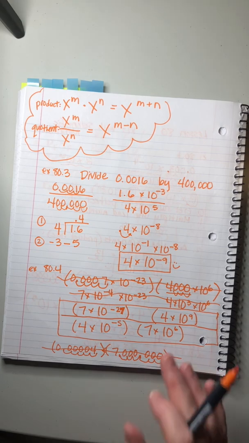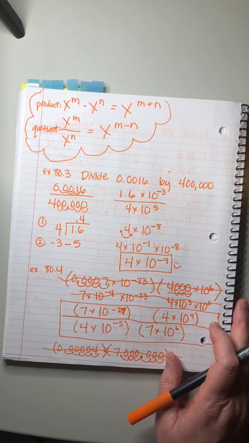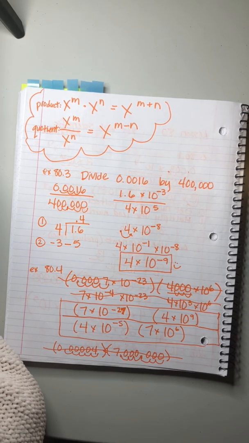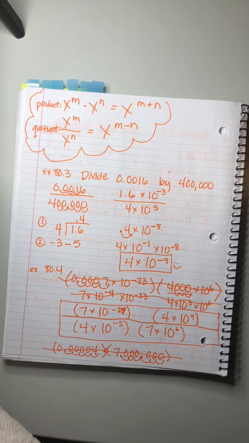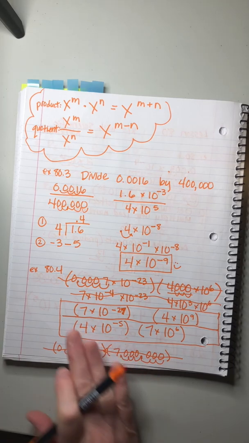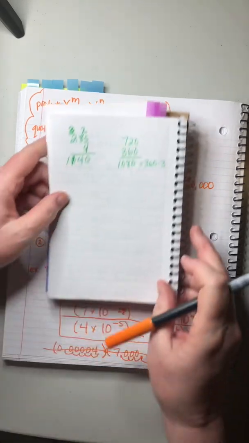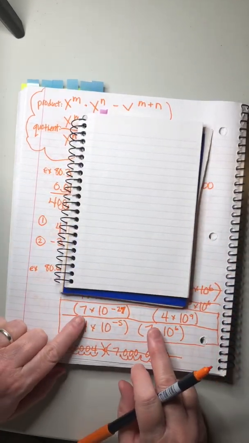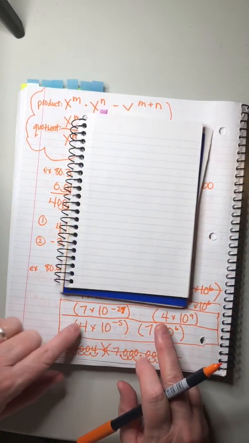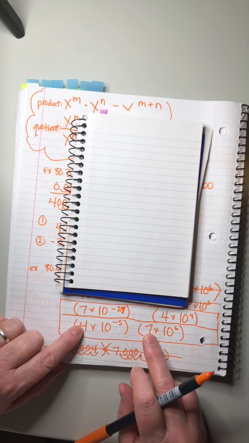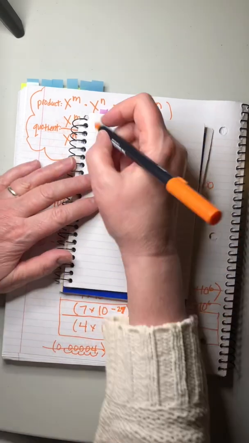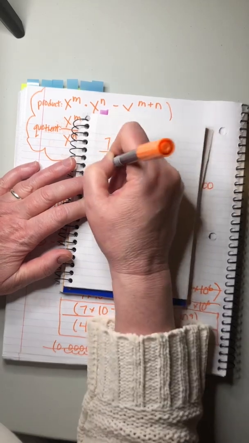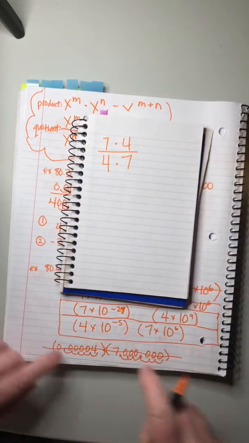Okay, now I'm ready to simplify, but what I'm going to do is use my little overflow book because I don't want to turn the page away from these numbers, all right? So here we go. The first step is to organize it all. The next step is to gather up all of the numbers. So look what we have. We have 7 times 4 over 4 times 7, right?